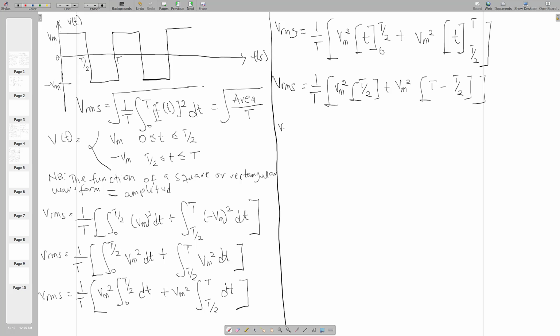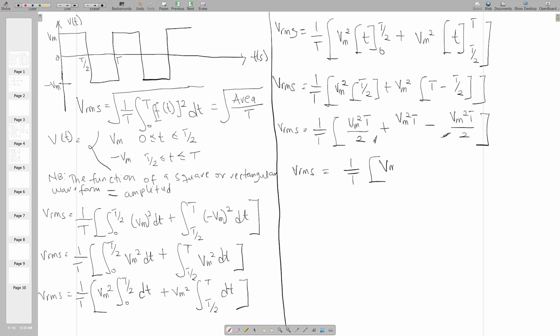So then VRMS will be equal to 1 on T. Here will be Vm squared T all on 2 plus Vm squared times T minus Vm squared T all over 2. So you can see that this and this will cancel. So it will be left with just VRMS equal to 1 on T.